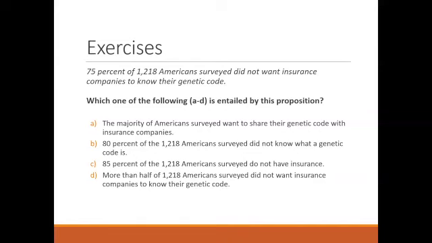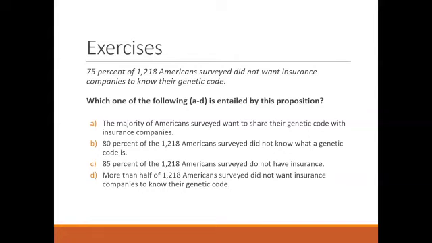Okay. B says 80% of the 1,218 Americans surveyed did not know what a genetic code is. Can that be false if the proposition at the top is true? Well, of course it can, right? These two things have nothing to do with each other. C says 85% of the 1,218 Americans surveyed do not have insurance. This is also not entailed by the proposition at the top, because this can be false even if the proposition at the top is true.